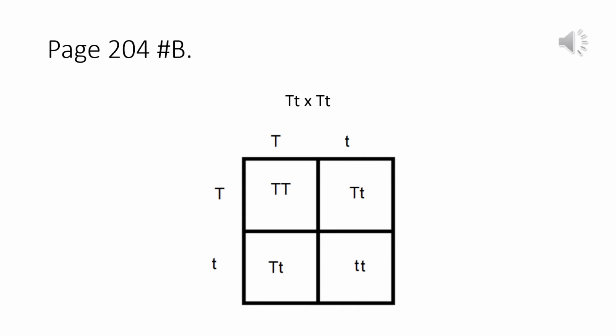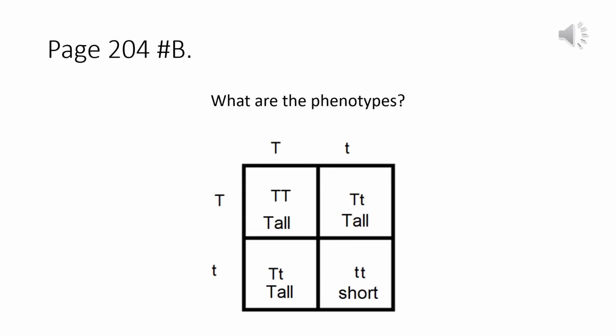You'll also want to think about what the phenotypes are. Is the first box tall or short? Is the second box tall or short? What about the third one? What about the fourth one? You should fill those in on your lab book. Hopefully, you figured out the phenotypes. Big T is tall. Big T is tall. Big T is tall. And little t is short.